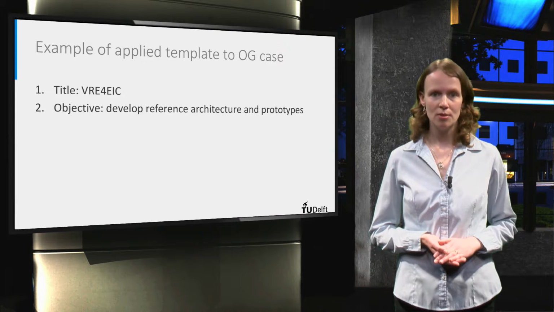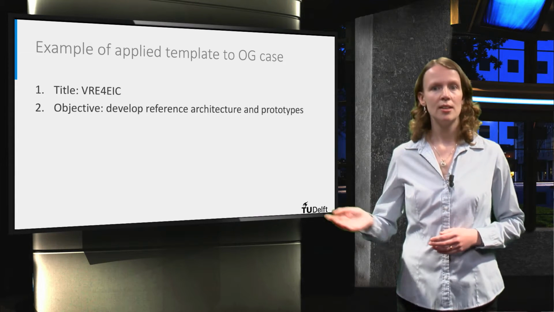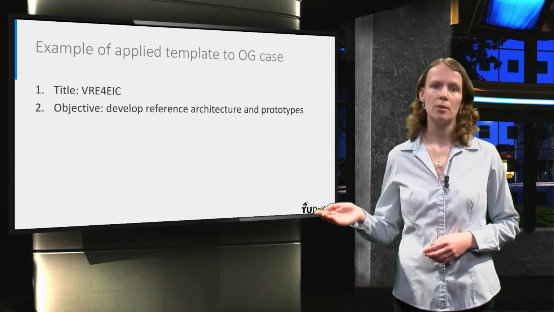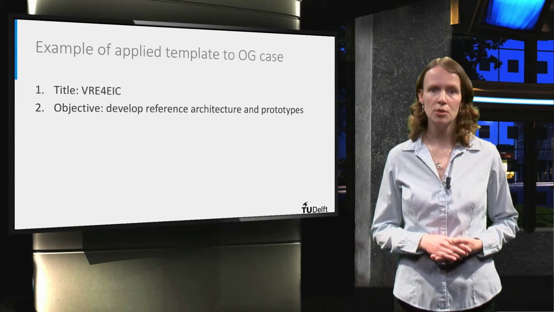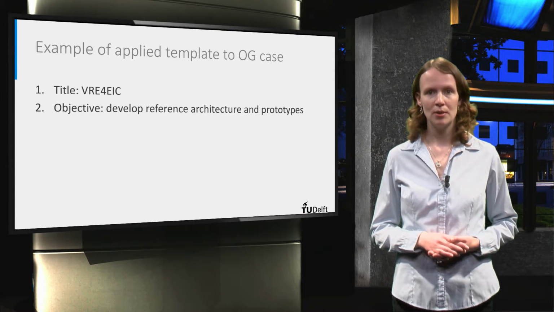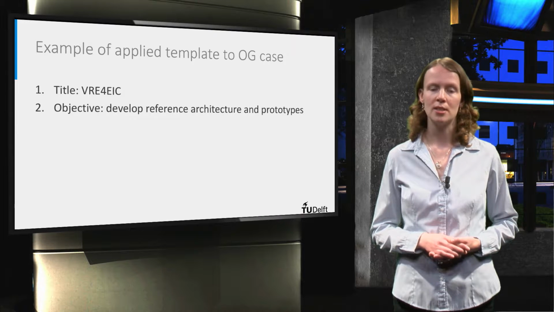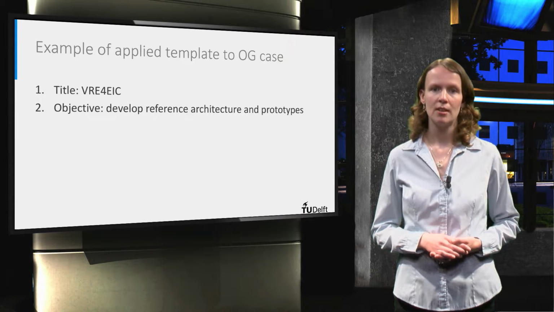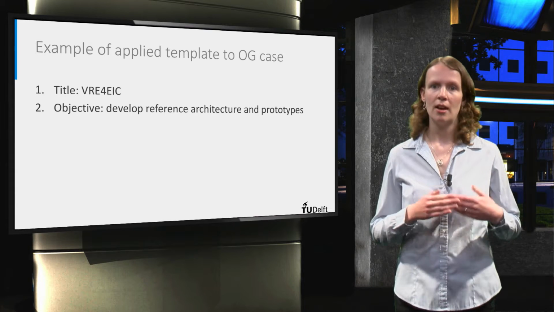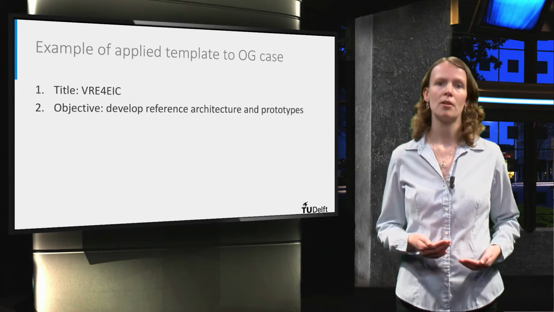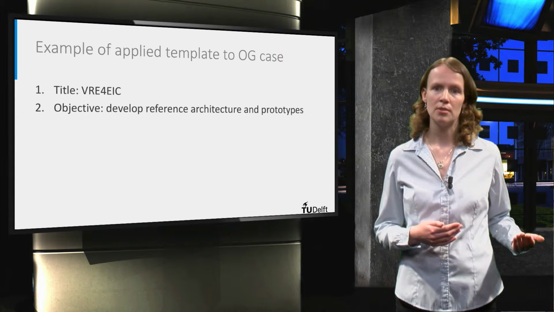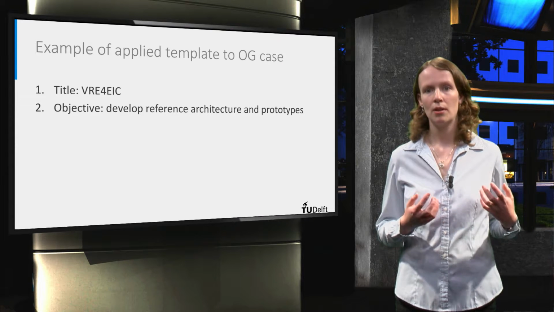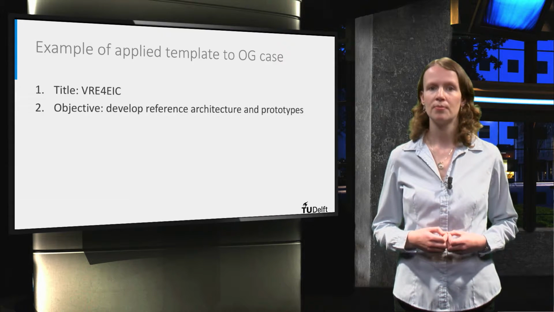The objective of the VRE for ESC project is to develop a reference architecture and prototypes to be used for future VREs, including building blocks that can be used to improve existing VREs. The virtual research environments allow for sharing and using open government data, as well as other types of data, such as data derived from publicly funded research.